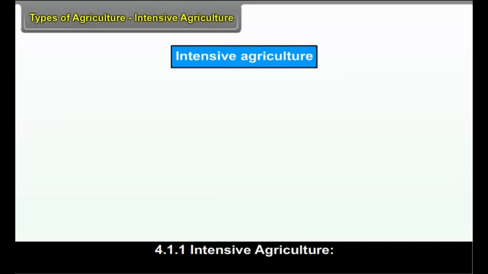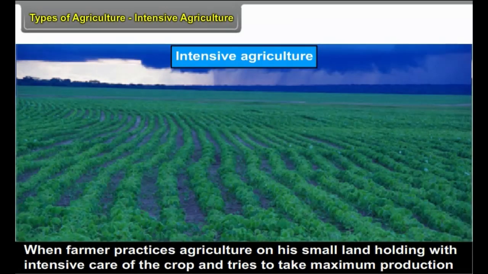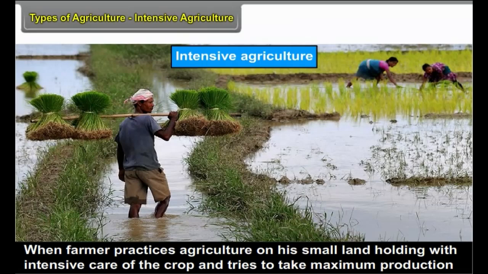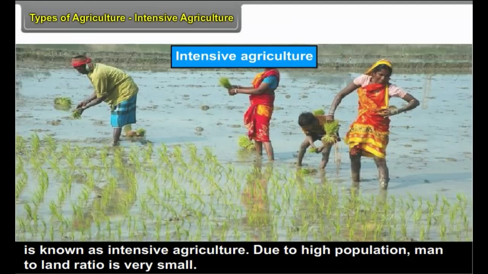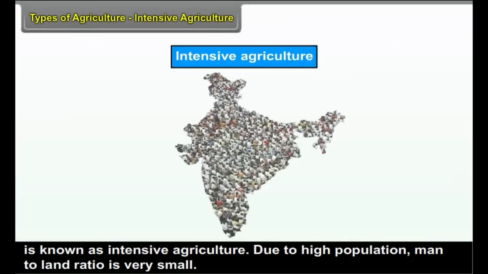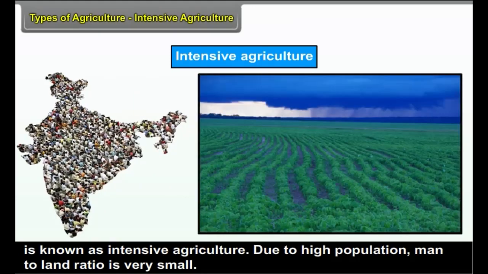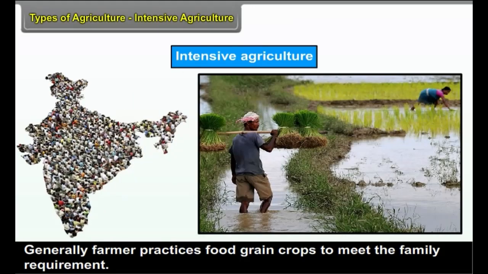Intensive agriculture. When a farmer practices agriculture on his small land holding with intensive care of the crop and tries to take maximum production, it is known as intensive agriculture. Due to high population, the man-to-land ratio is very small. Generally, farmers grow food grain crops to meet the family requirement.